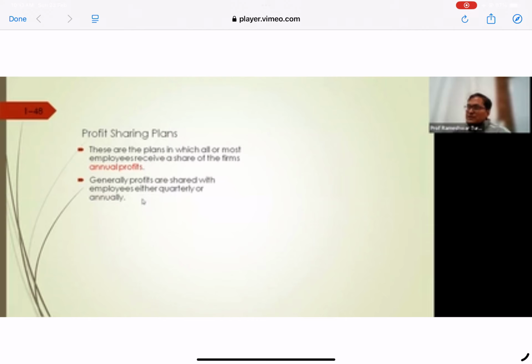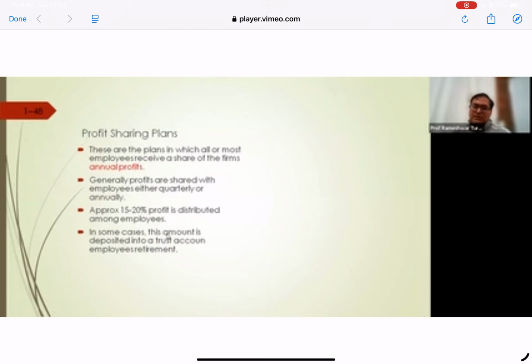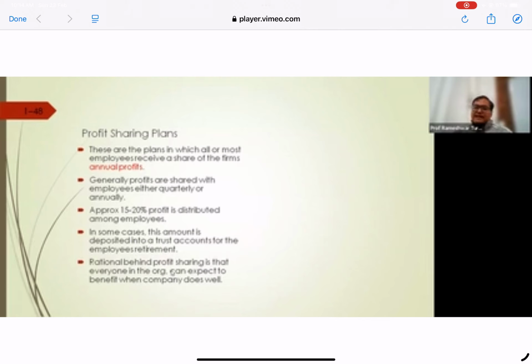The question is how much to share. Approximately 15 to 20% of profits is distributed among employees in the USA. I don't have data for India. I don't think in India they share 15 to 20%. I don't know how much. In some cases, this amount is deposited in trust accounts for the employee's retirement, and the money will be given when the people leave, not today. The rationale behind profit sharing is that everyone in the organization can expect to benefit when the company does well. These are profit sharing plans.